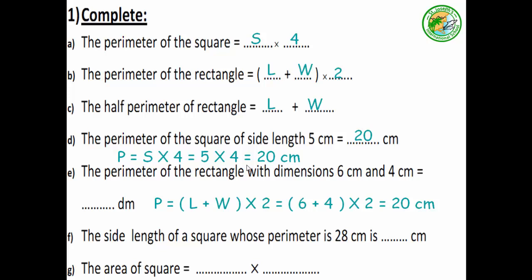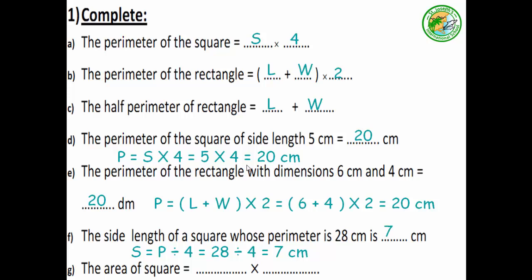The next one, the side length of a square whose perimeter is 28 centimeters is... To get the side length of a square, write the rule first. We said the perimeter equals side times 4, but the inverse, the side equals perimeter divided by 4. So we will write side length equals perimeter divided by 4 equals 28 divided by 4. So the answer will be 7 centimeters.